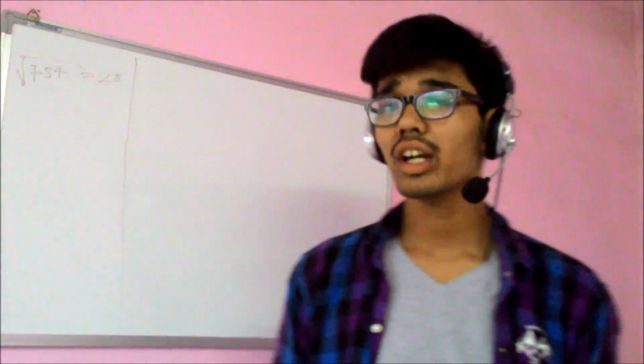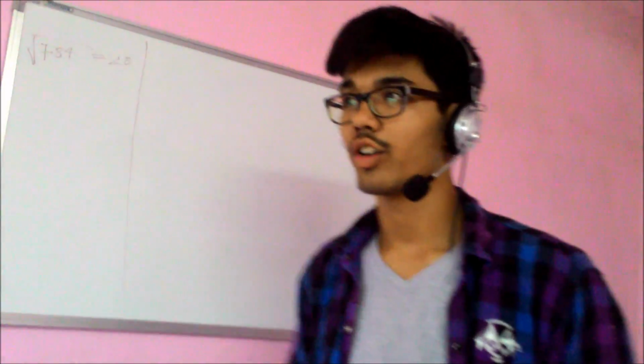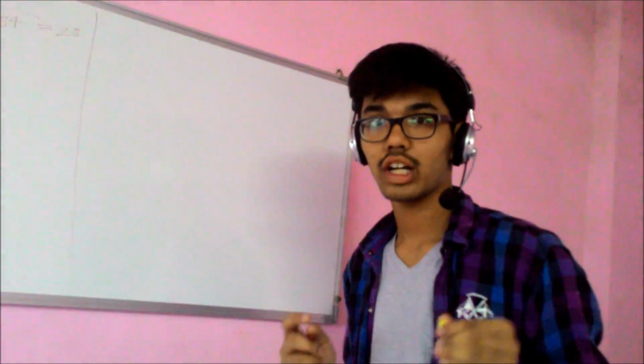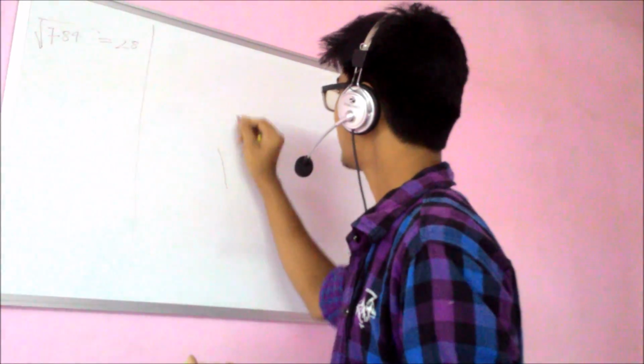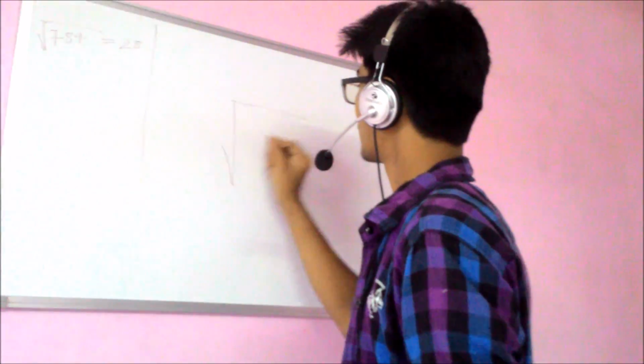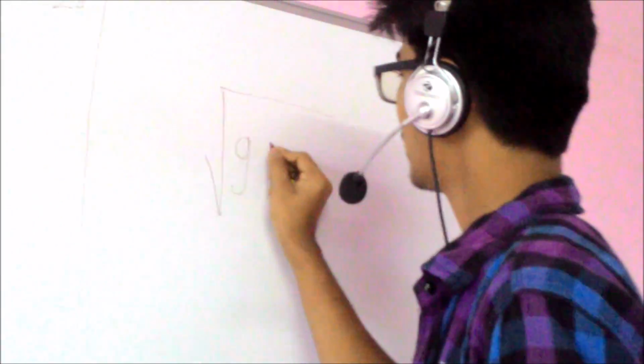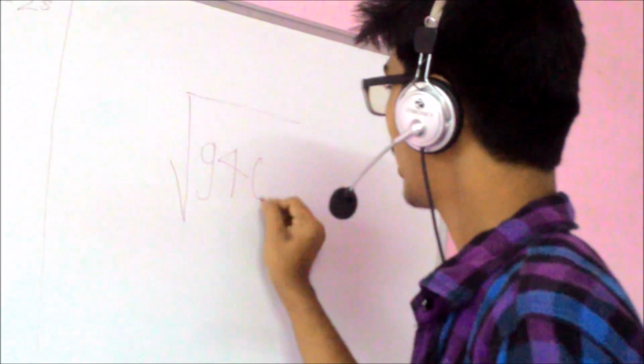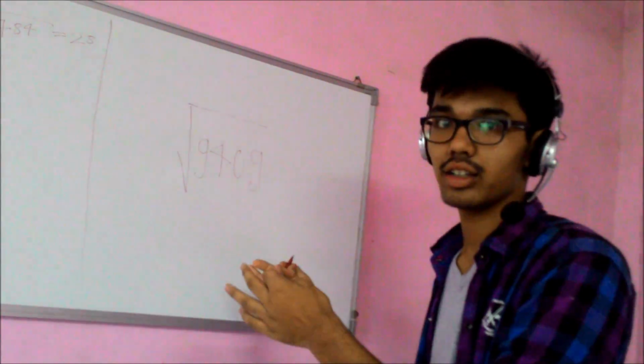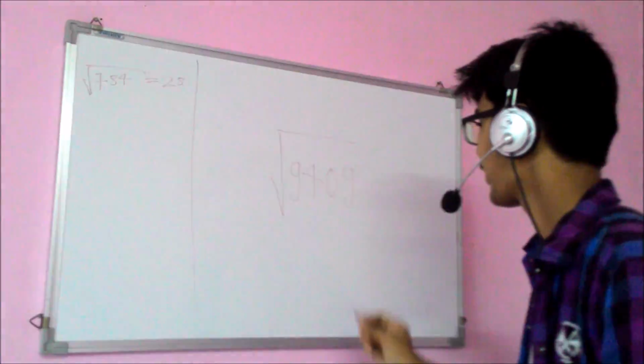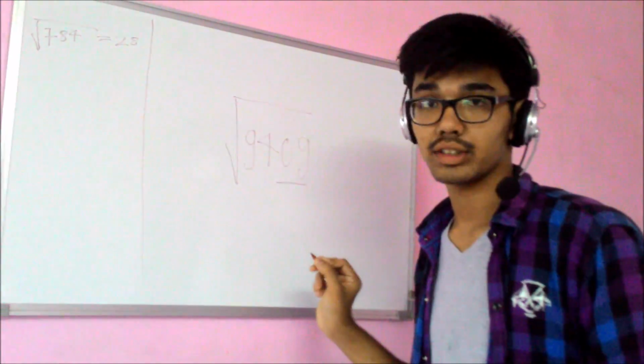Now, give me some bigger number than 784. You can take 9409. Oh my god, 9,409. Are you serious? Let's try it out. Square root of 9,409 with the same technique mentioned before. We will take these two numbers.